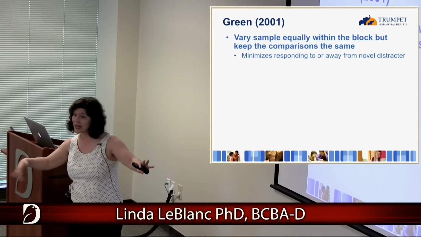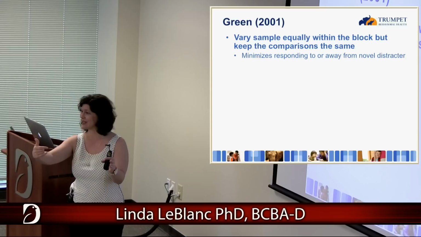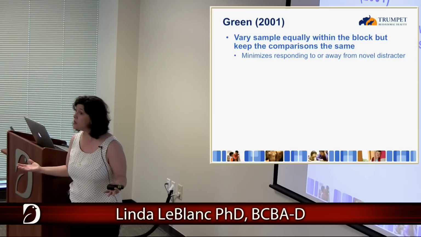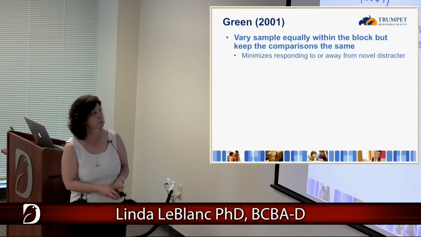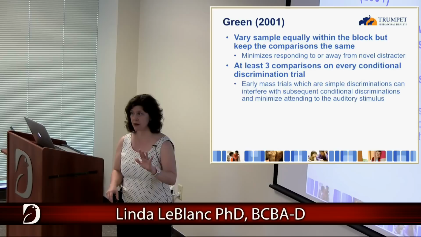Don't master one out and then introduce a novel thing into the rest of the array because you will likely establish that as new one. I mean, if you want to call it new one, go ahead. But that's kind of what's going to happen when you suddenly change out one of the targets and leave the others in. Okay. You want at least three comparisons on every conditional discrimination trial.